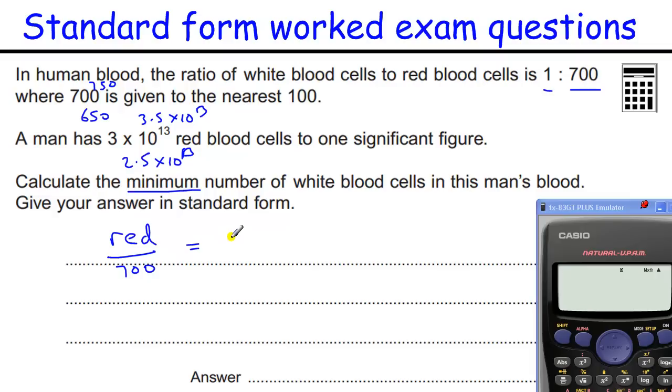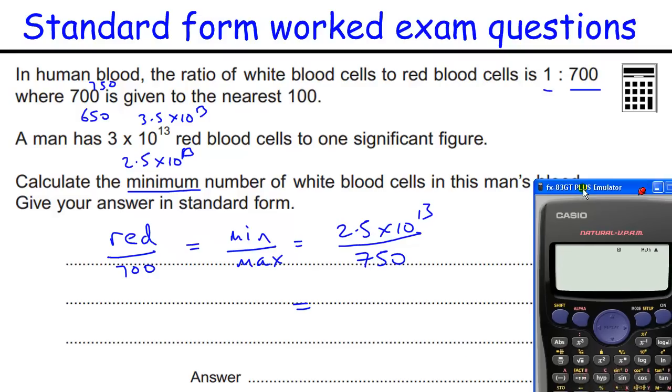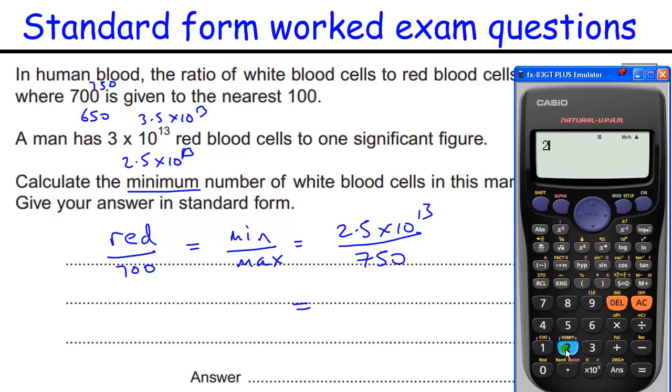To make that as small as possible, we need the minimum value for the top bit and the maximum value for the bottom bit. That gives us the smallest answer. So the minimum for the red blood cells is 2.5 times 10 to the 13, and the maximum for the 700 is 750. And we divide those. 2.5 times 10 to the 13 divided by 750 gives us 3.3 recurring times 10 to the 10. So we'll just leave it as that.